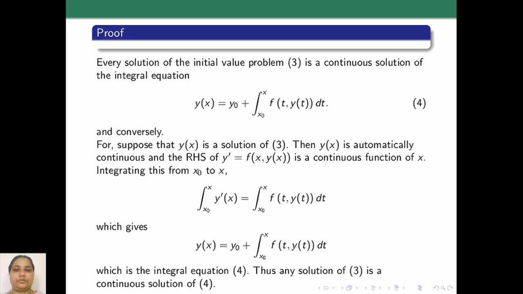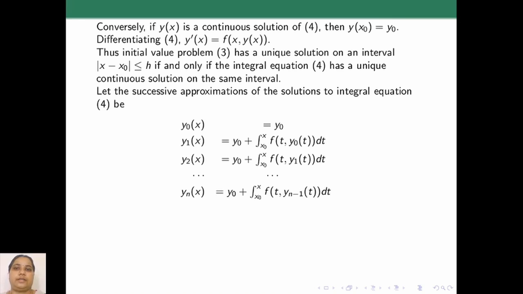Integrating this from x0 to x, we get integral from x0 to x of y'(x) = integral from x0 to x of f(t, y(t)) dt, which gives y(x) - y(x0), which is y0, equal to integral from x0 to x of f(t, y(t)) dt, or y(x) = y0 + integral from x0 to x of f(t, y(t)) dt, which is the integral equation 4. Thus we have obtained that any solution of the initial value problem 3 is a continuous solution of the integral equation 4.